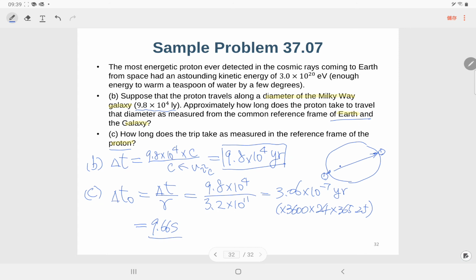So this is another extreme case for the twin paradox. So it only takes us 9.66 seconds to cross over the Milky Way. But if we are just at the Earth, we feel that it takes 98,000 years to go through.